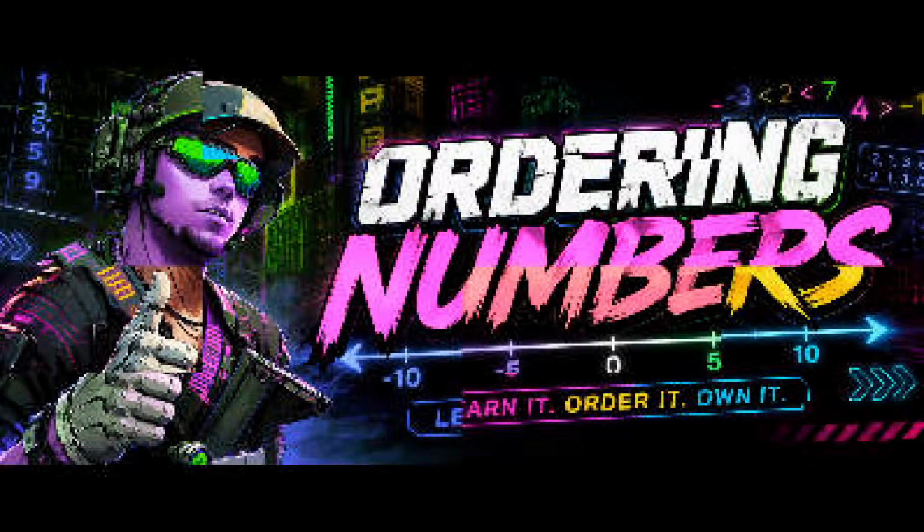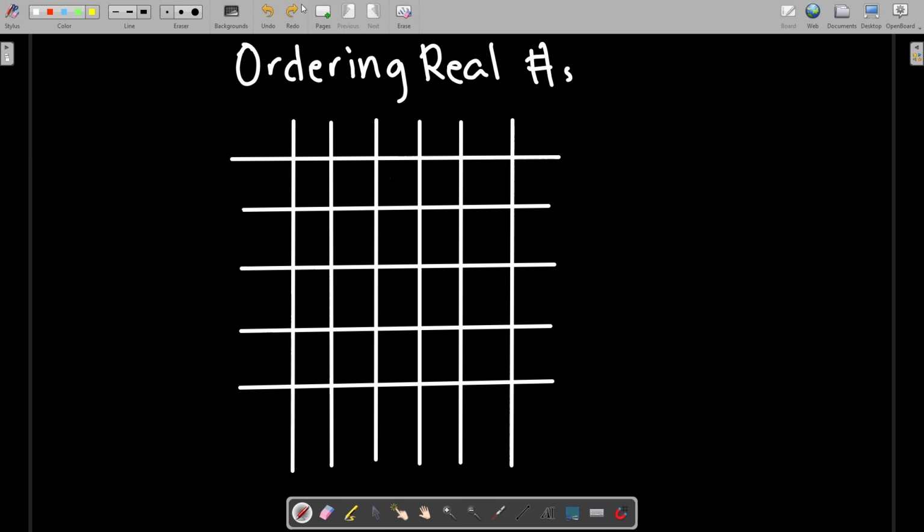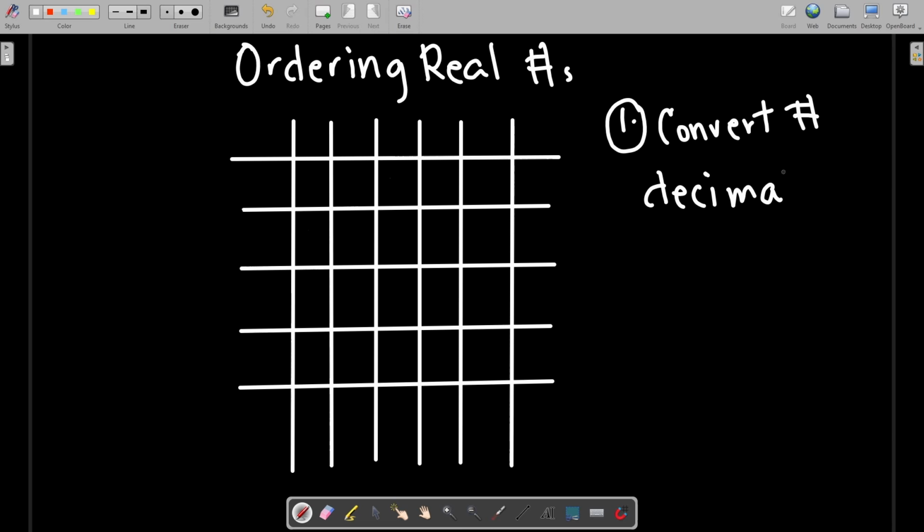Today we are going to talk about ordering real numbers. So we're going to get to it right away. Before we solve it, let's talk about a few steps. First step is you need to convert each number into decimal form, or some might say money form.